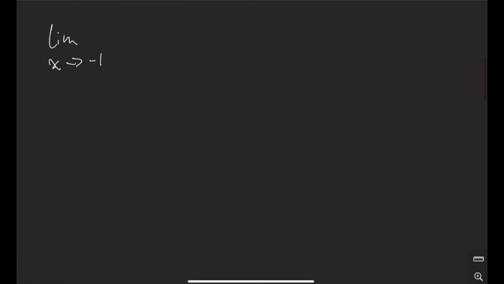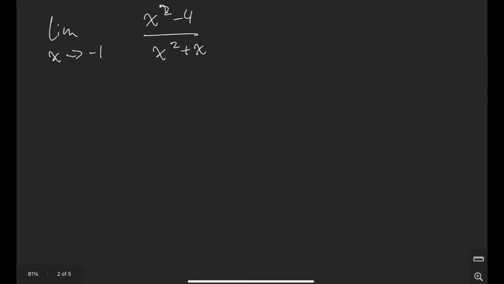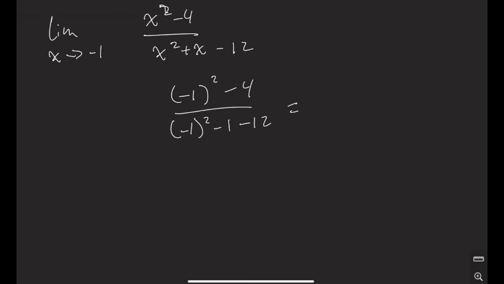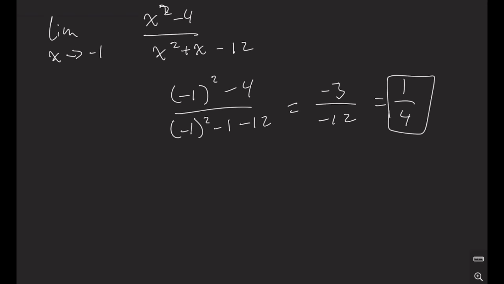Now let's take another limit. If I take the limit as x approaches negative 1 of x squared minus 4, divided by x squared plus x minus 12, I'll plug in, so I get negative 1 squared minus 4 on top, and negative 1 squared minus 1 minus 12 on the bottom. I'll get 1 minus 4 on the top, which is going to be negative 3, and I'll get 1 minus 1 minus 12 on the bottom, which is going to be negative 12, which is equal to 1 over 4. Now, notice I did not use L'Hopital's rule in this situation because when I plugged in, I did not get 0 over 0.